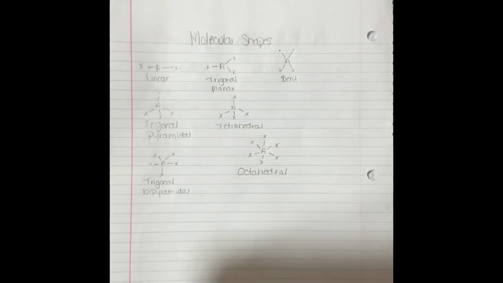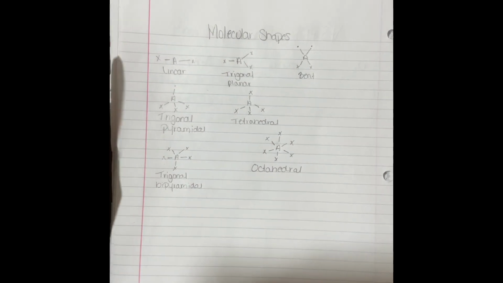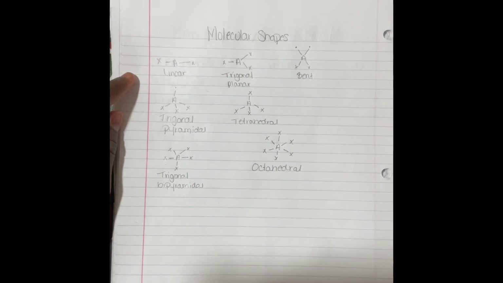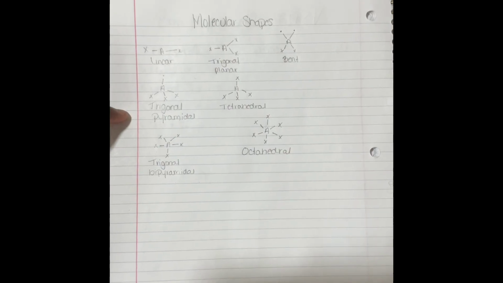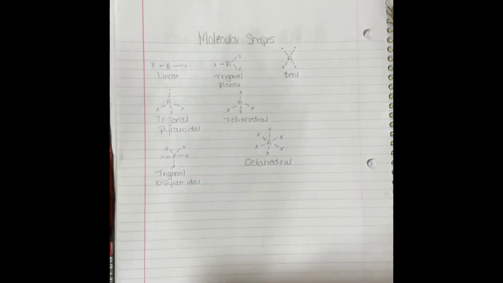I'll be talking about the molecular shapes. There are 7 molecular shapes: linear, trigonal planar, bent, trigonal pyramidal, tetrahedral, octahedral, and trigonal bipyramidal.